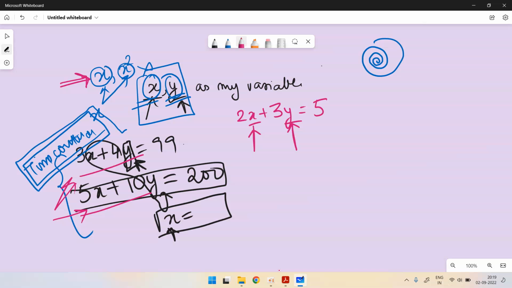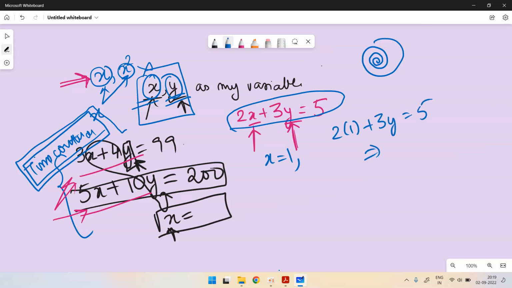See, if you see this equation, this is 2x plus 3y equal to 5. Here x is one variable and y is another variable. Now from this you can get the values. You can simply use hit and trial. If x equals 1, then it becomes 2 into 1 plus 3y equal to 5, which implies 3y equal to 3, y is 1. So one solution is (1, 1).